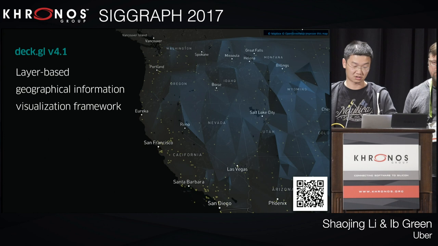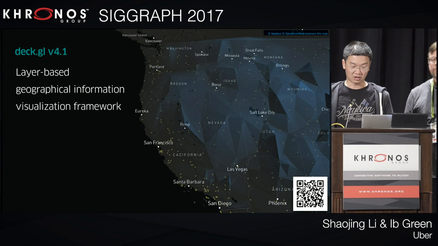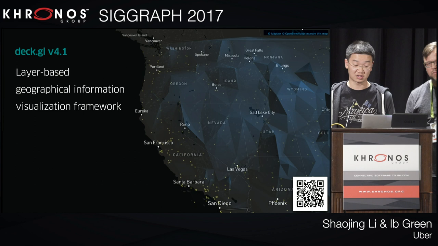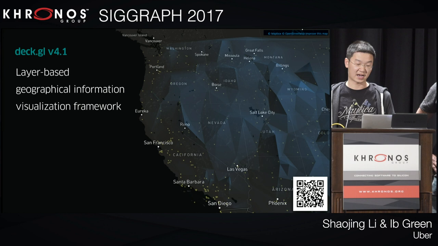And DeckGL v4.1 that we just released is a layer-based geographic information visualization framework. For any geographic data that you want to put on top of a map and see what it looks like, you can try DeckGL. It follows a declarative programming pattern, so it is super easy to use, and all the layers in DeckGL are packaged as React components, so it's very easy to use.